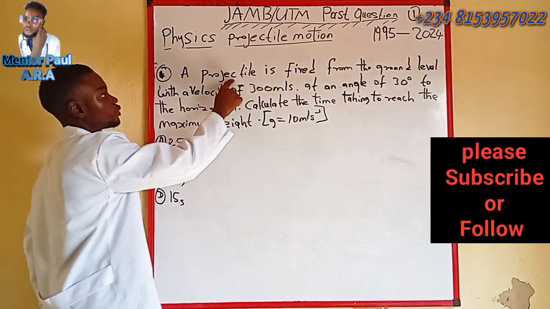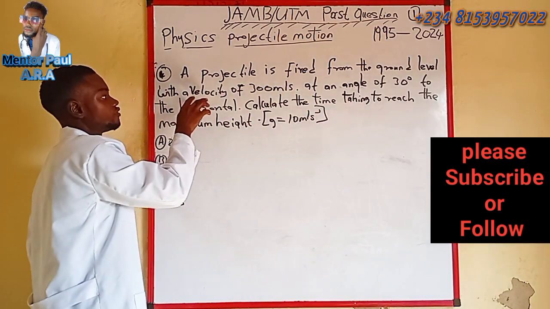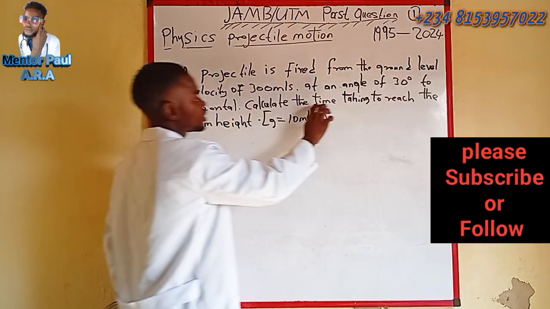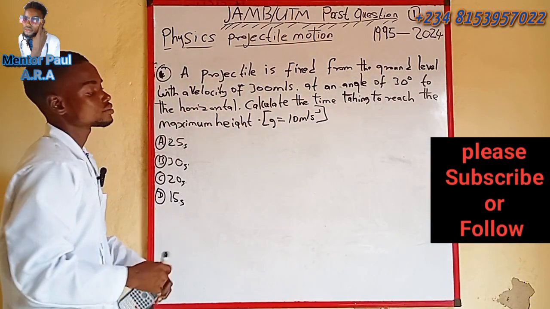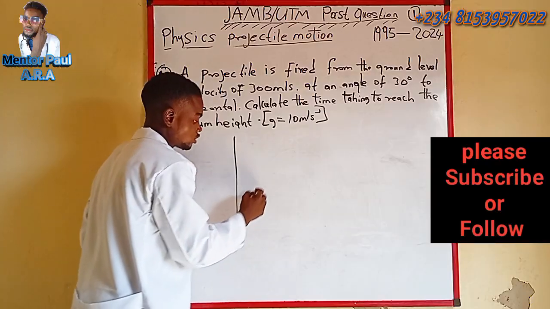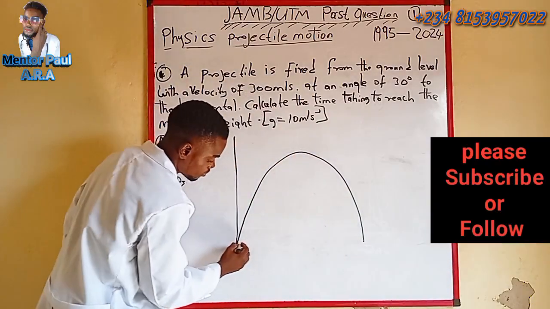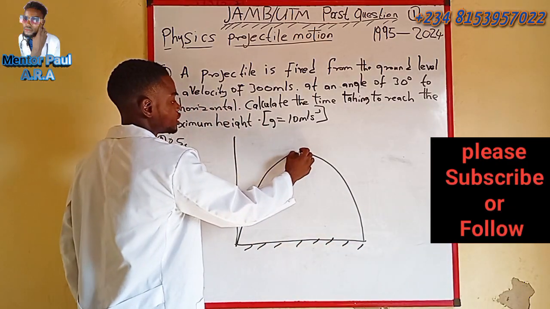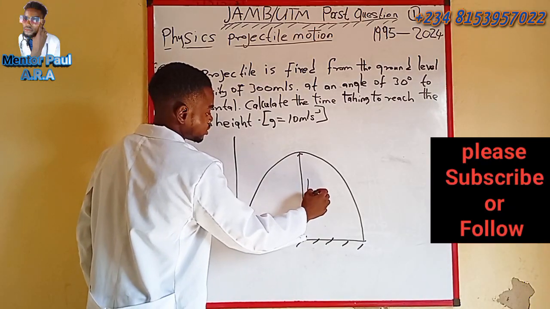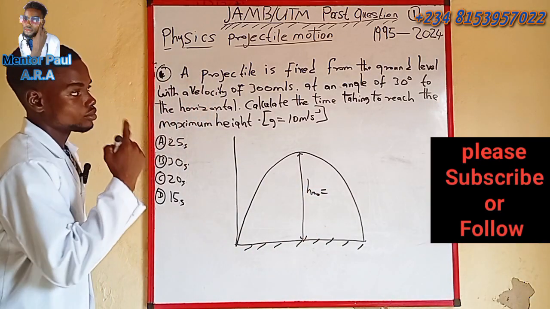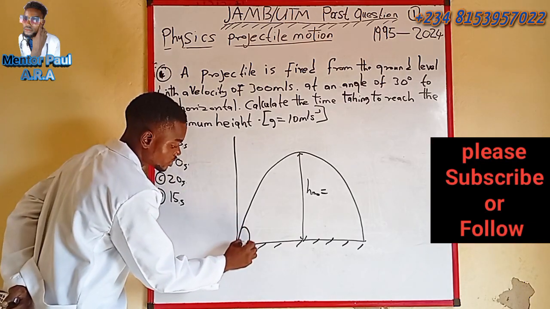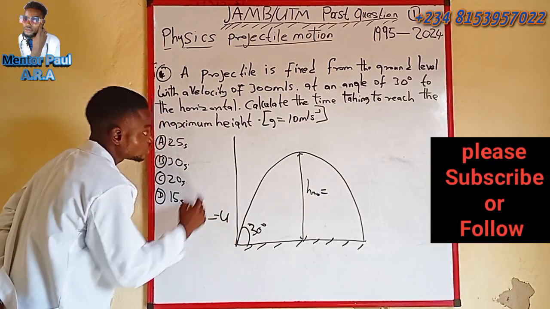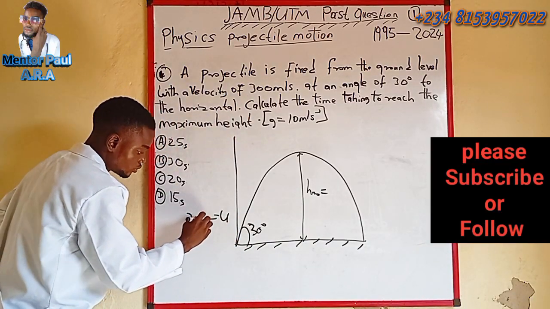In the next question, we have that a projectile is fired from the ground level with a velocity of 300 meters per second at an angle of 30 degrees to the horizontal. Calculate the time taken to reach the maximum height. So this is the projection of the ball, and as we know, it is going to return back to the level ground. Now, in this level ground, we have what we call the maximum height, and this maximum height is not given. We don't need it, and we are given the angle of projection, which is 30 degrees, and the initial velocity u, which is 300 meters per second.